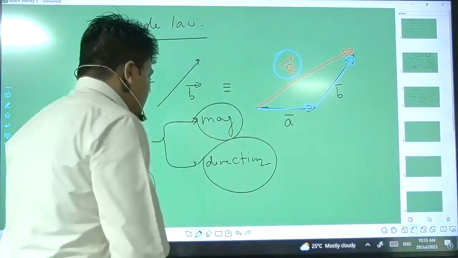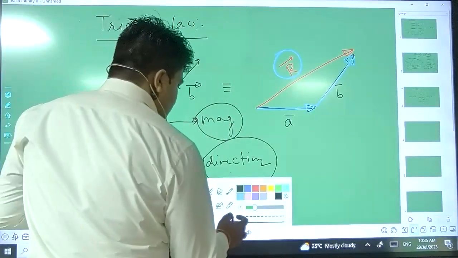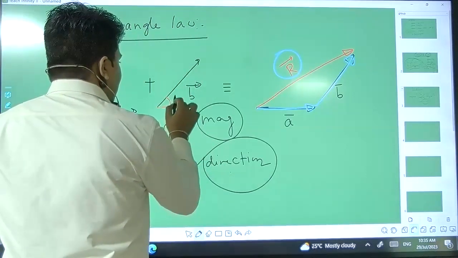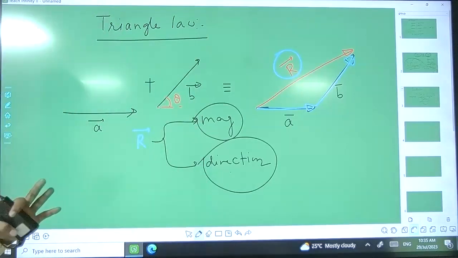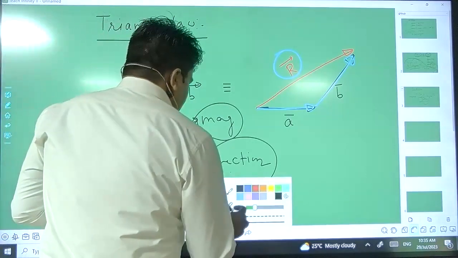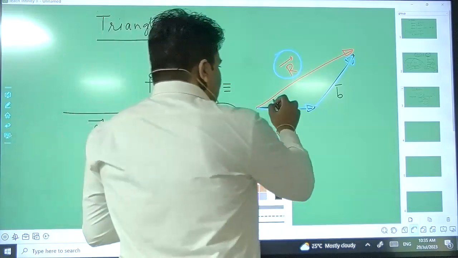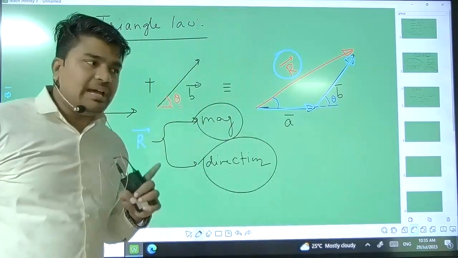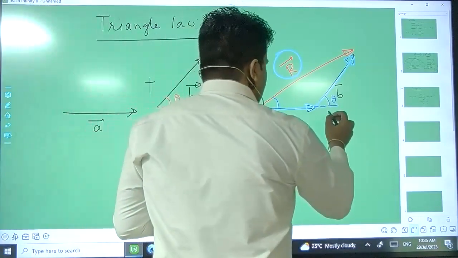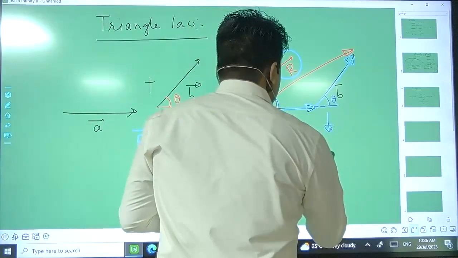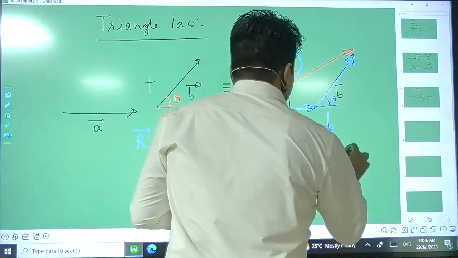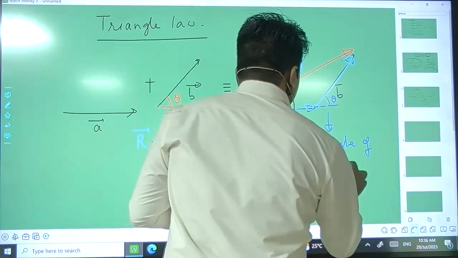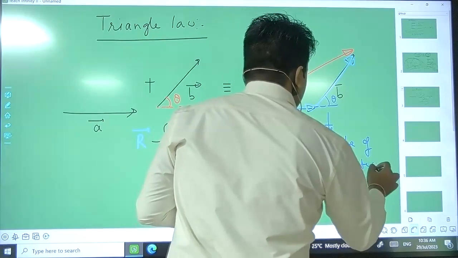Now we talk about the exact procedure to solve this problem. Suppose this angle is theta. As you know, theta is the angle between two vectors.